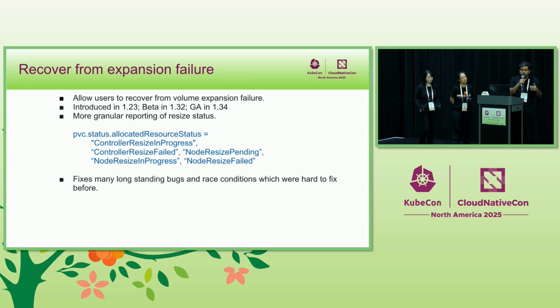So it allows users to themselves recover from volume expansion failures. We have improved how we report resizing status in PVC now. You can see the statuses. And we have fixed many long-standing bugs and race conditions related to resizing under the hood. So overall, the resizing should be much more robust in Kubernetes 1.34.